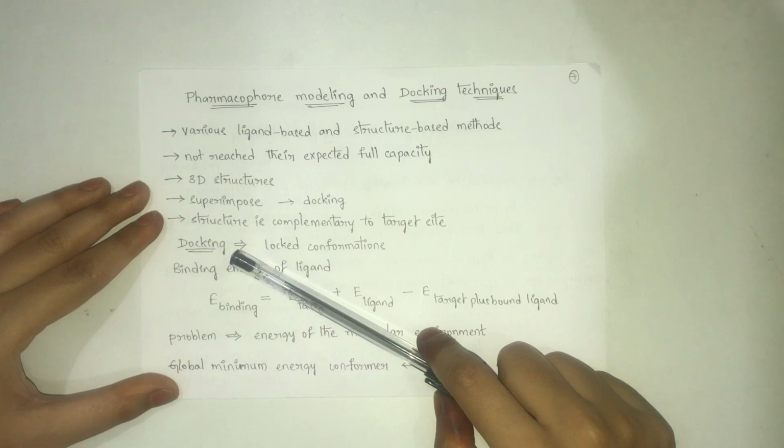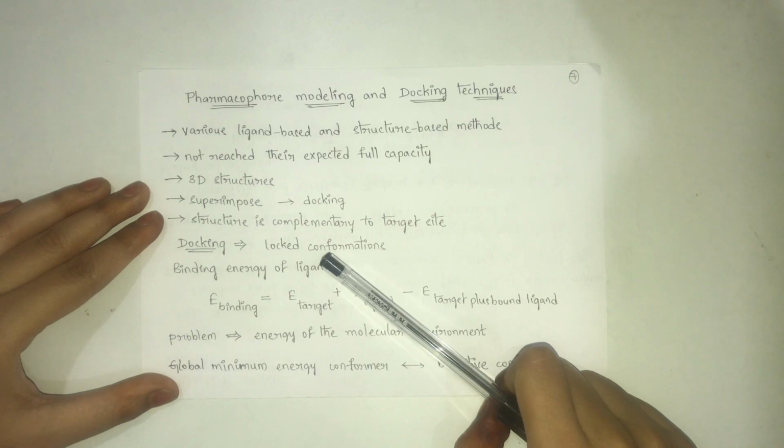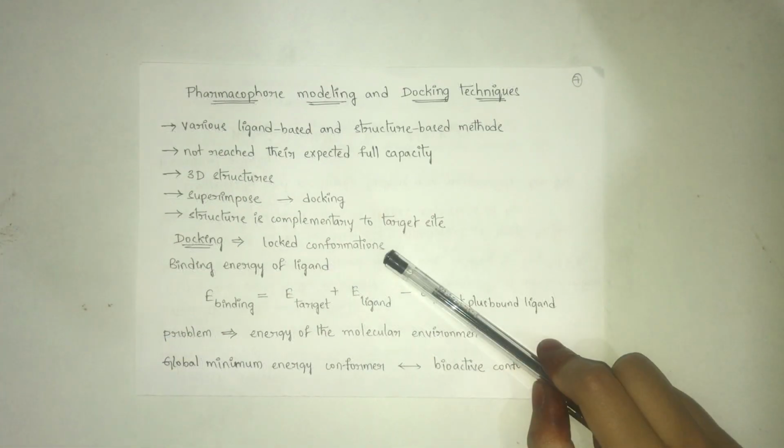The simplest programs use specific conformers of both the ligand and target site, that is, so-called locked conformations. Locked conformations do not take into account the fact that the ligand and the target site can exist in a number of conformers. In other words, these simple programs do not take into account the flexibility of the structures.